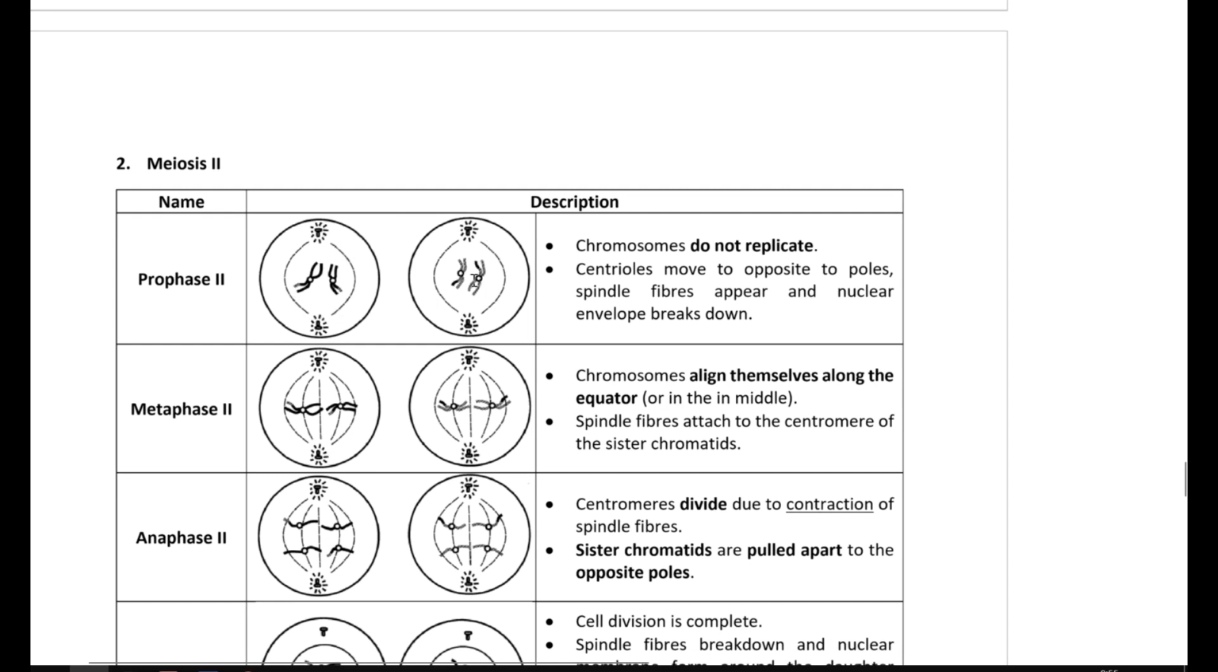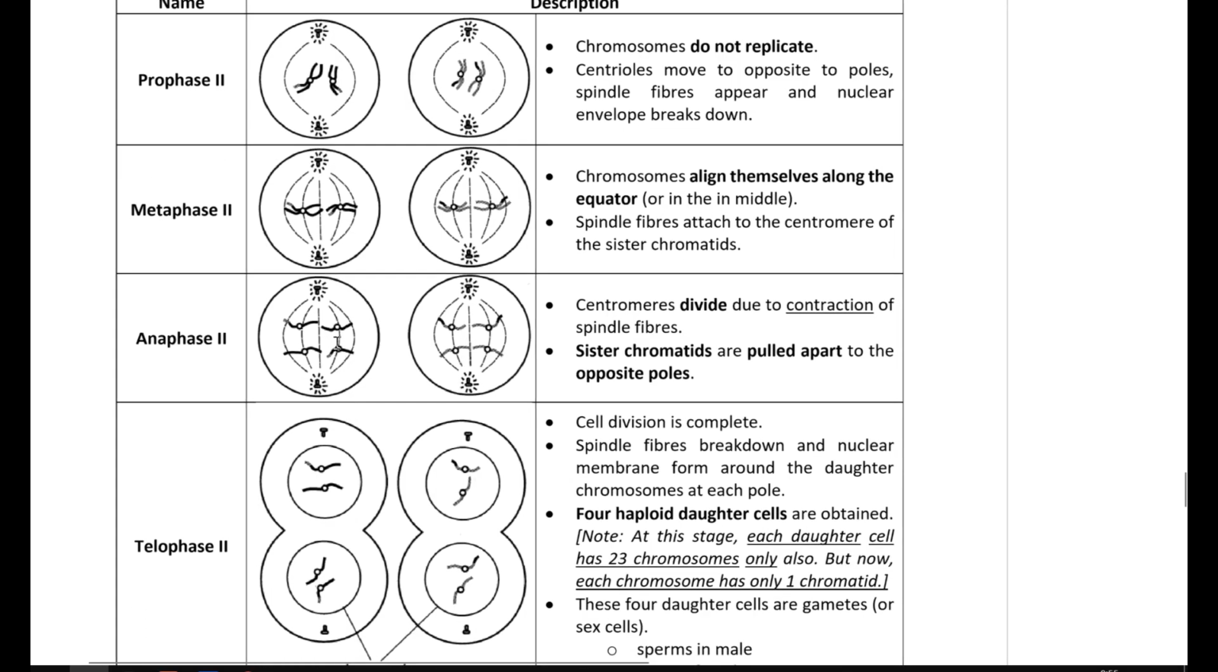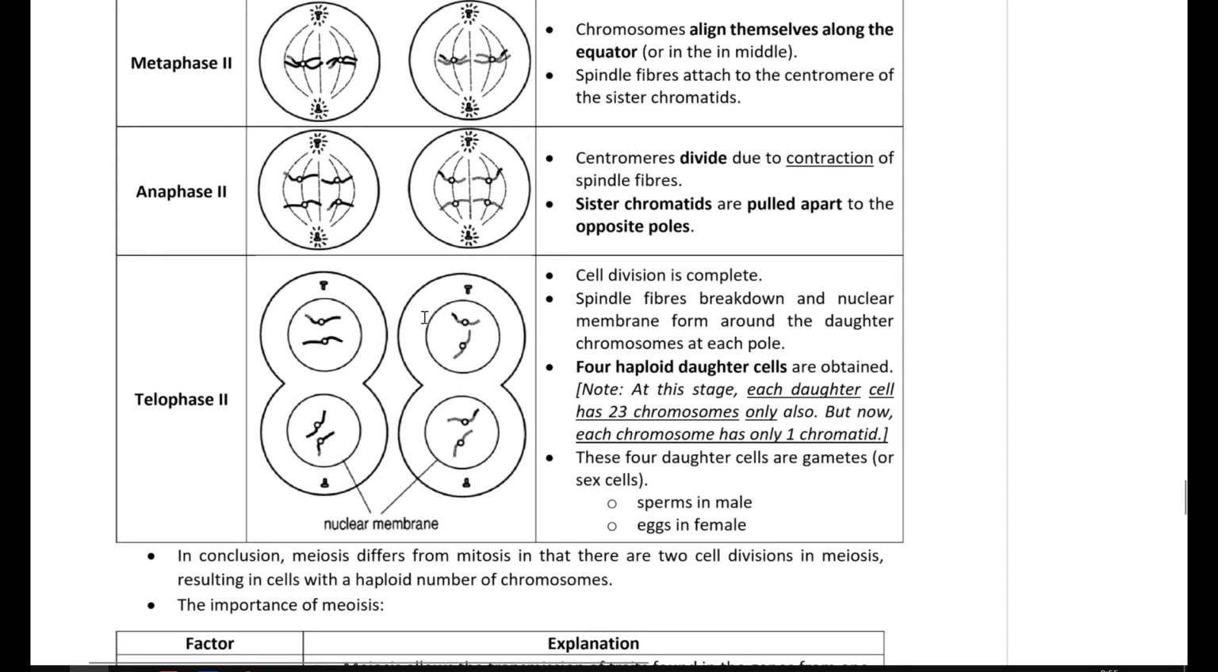cell membrane breaking down will take place. Spindle fibers are attached, very similar to mitosis. Contractile fibers contract, and now I have 4 daughter cells. At this stage, I have 23 chromosomes, 23 chromatids in each of the 4. So this will then become the gametes.